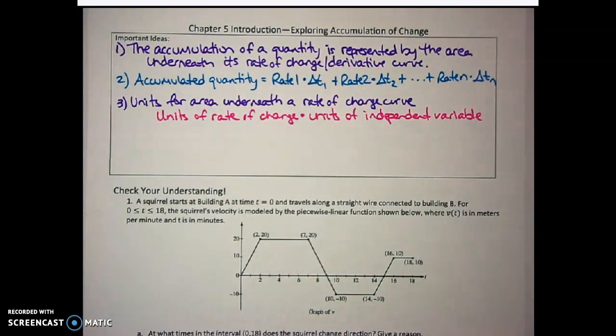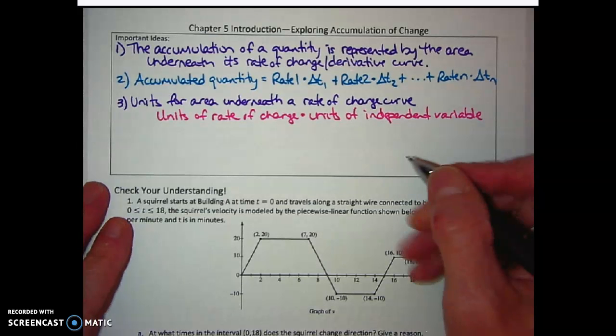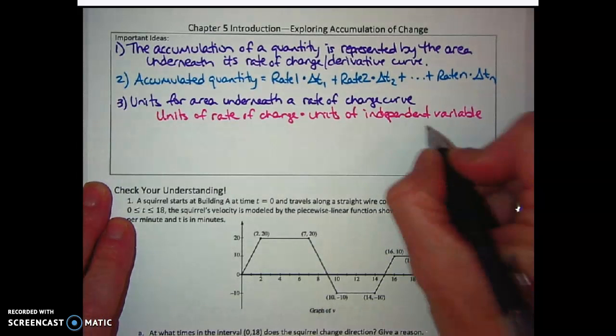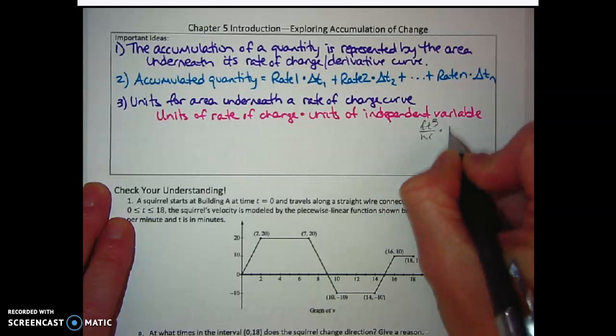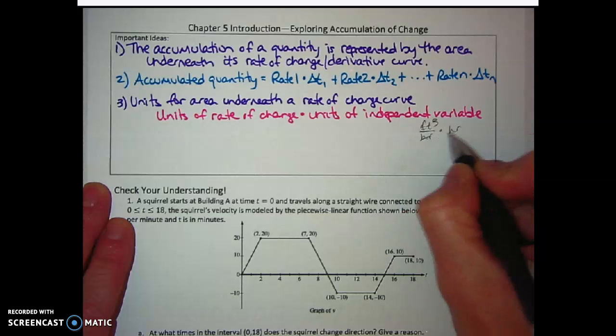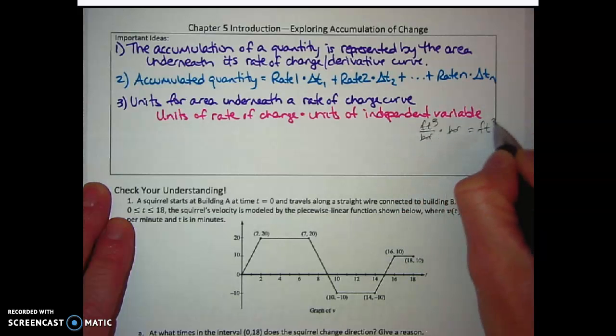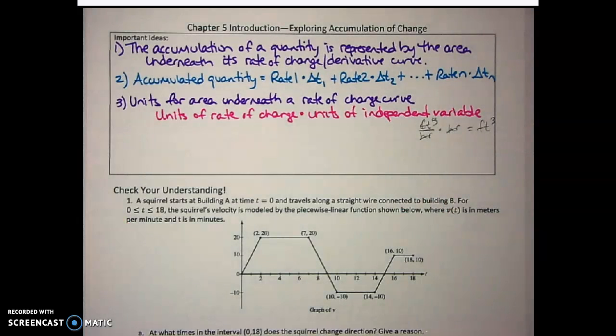The third one, and I think this one sometimes can be the most helpful in actually understanding what's going on, is that the units for the area underneath the rate of change curve is the units of the rate of change times the units of the independent variable. On our snow example, we had the rate of change of cubic feet per hour times the number of hours. We see that those would cancel, and so that's how we end up with the total cubic feet.